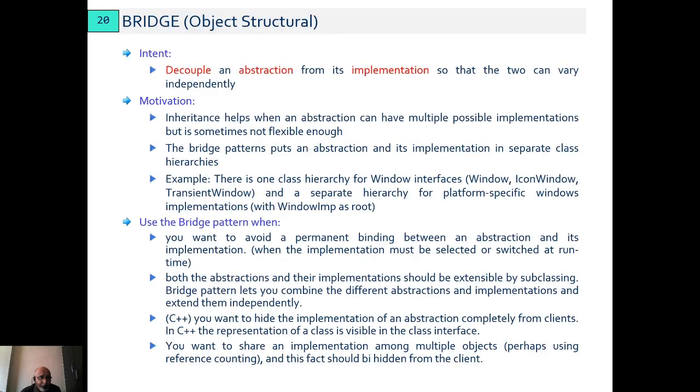Now let us read the intent: decouple the abstraction from its implementation. It should not go theoretical, right? Inheritance helps, the abstraction can have multiple possible implementations, but it is sometimes not flexible enough, so rigid mechanisms could be passed up. The bridge pattern puts an abstraction and implementation in separate class hierarchies. So there is an example for the bridge.